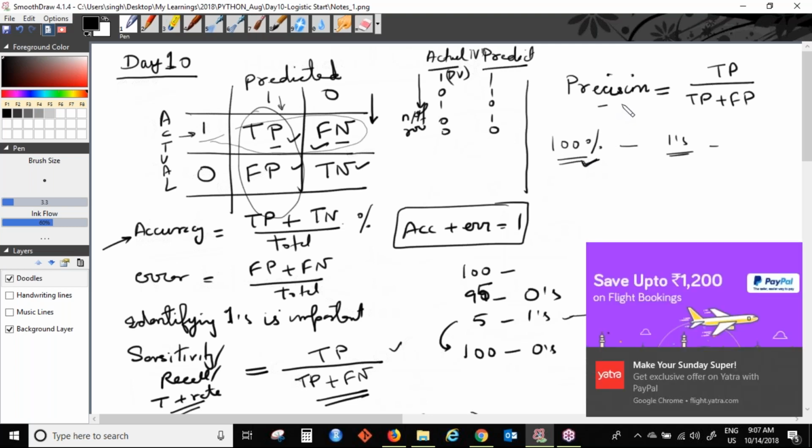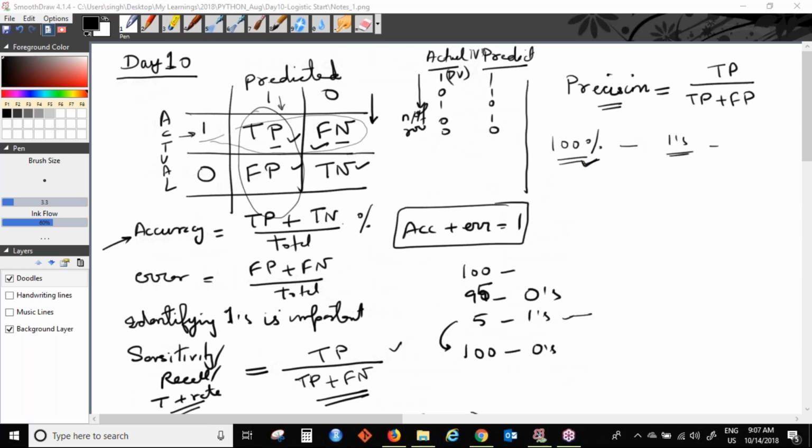That is what precision does. It puts a check on sensitivity and prevents the model from always predicting ones. So what is the interpretation of precision? It measures, out of all predicted ones, how many were actual ones.